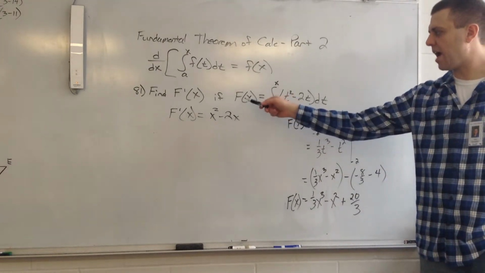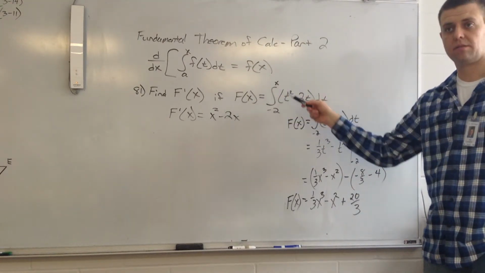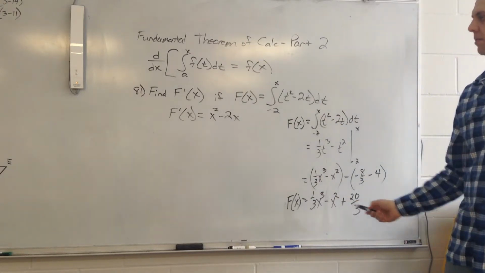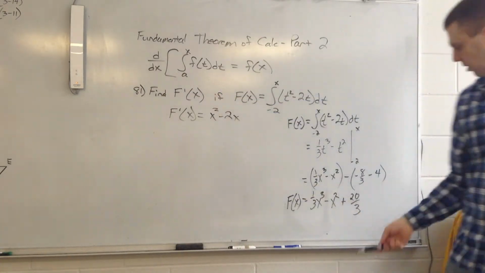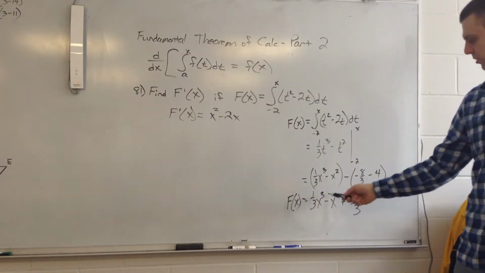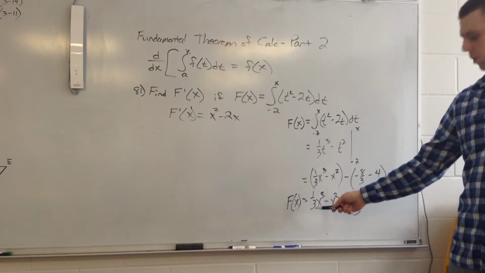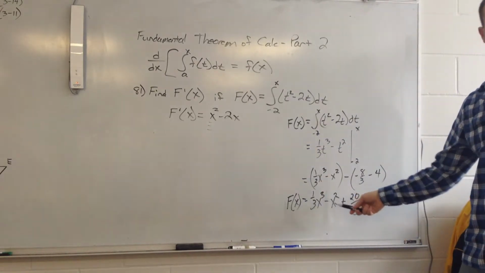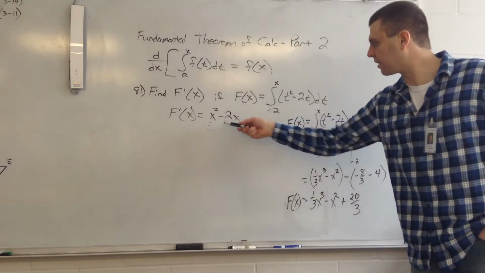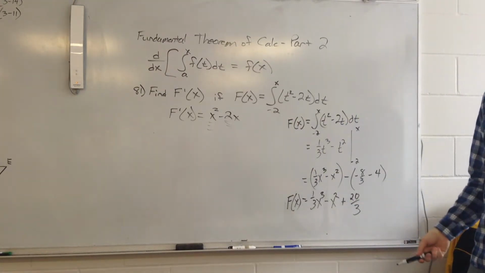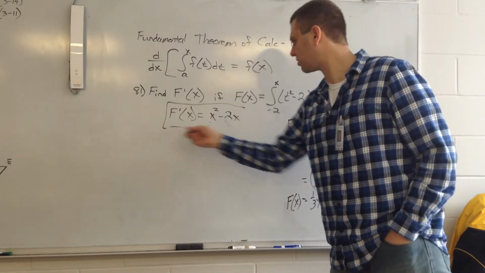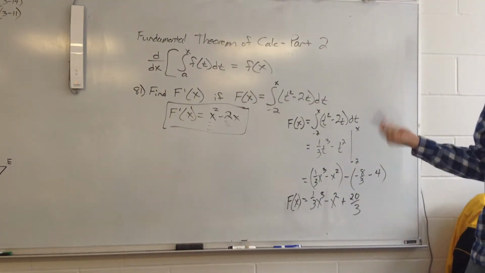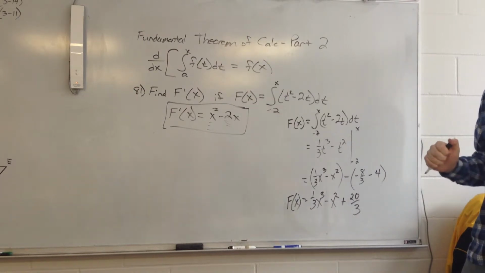So when they say that f of x is equal to this integral, they're really saying that f of x is equal to this. But what were you asked to find? f prime of x. Okay, so do the derivative of this real quick. What's 3 times a third? 1, x squared. What's the derivative of negative x squared? Negative 2x. And what's the derivative of 20/3? Nada. 0. So that's why this is your answer. Okay? So it almost seems so simple.